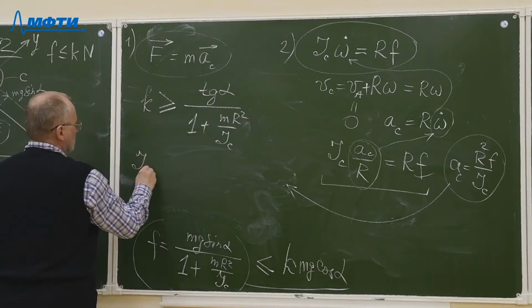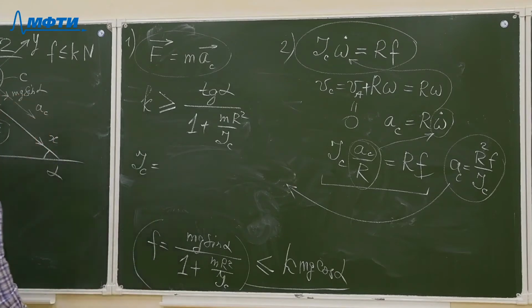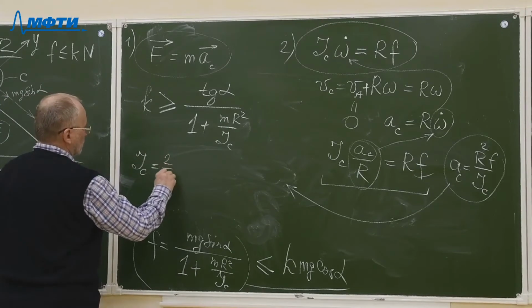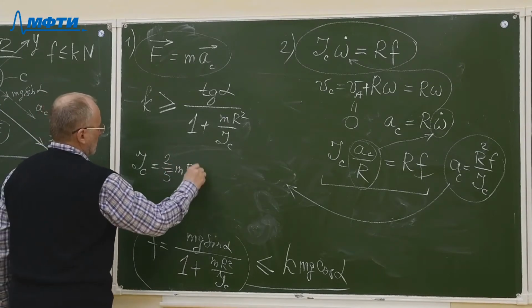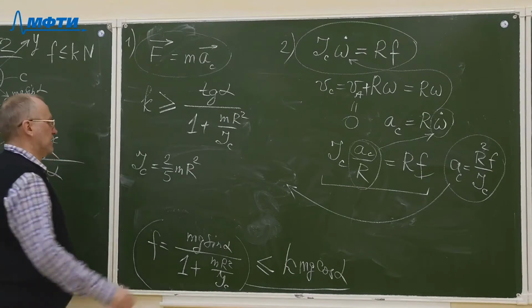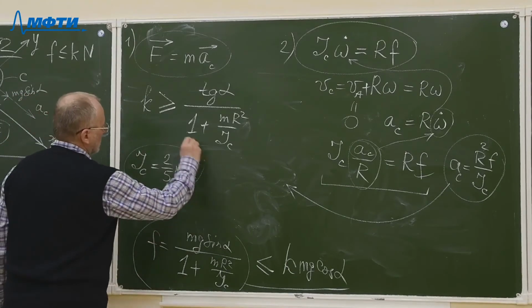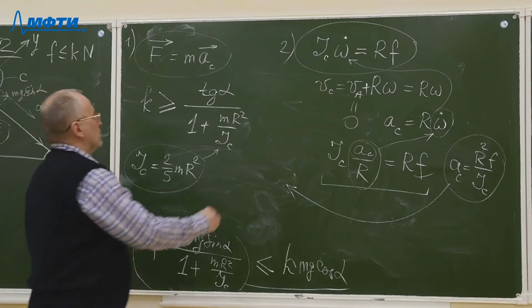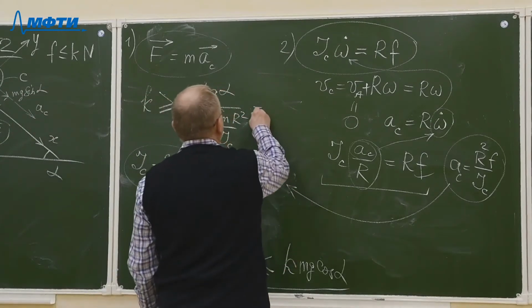And what is the moment of inertia I of a uniform solid ball? We know very well this is 2 over 5 mr squared. We obtained this formula some weeks ago, and it can be substituted here to find the final answer.